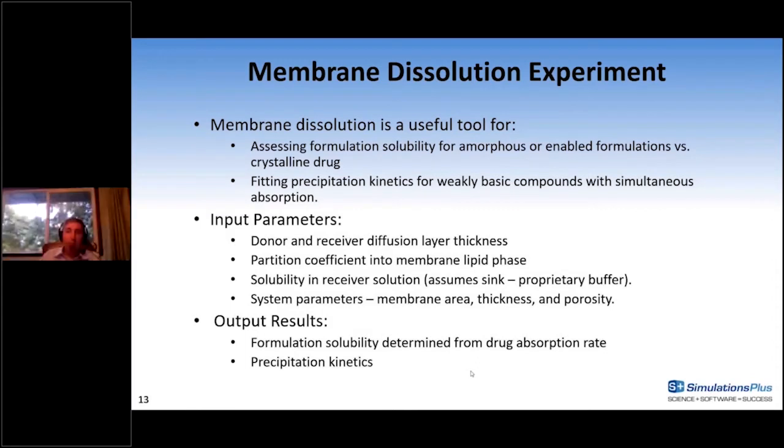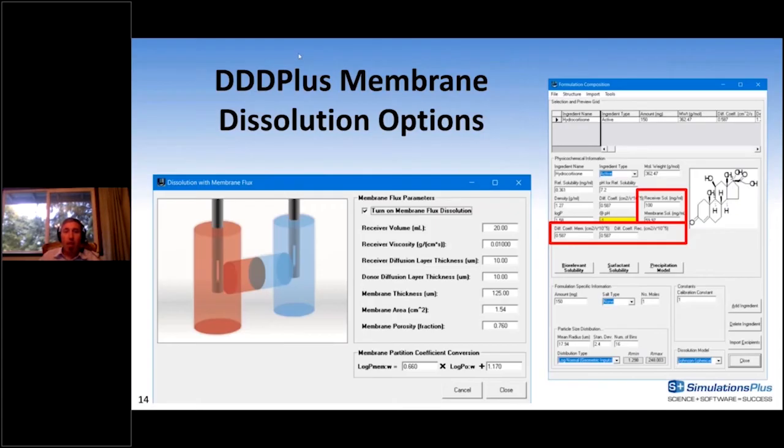The membrane dissolution options are shown here in DDDPlus. On the left-hand side is the window that accompanies the settings for the membrane flux model. You can turn it on by just clicking the checkbox, and then you can set the receiver volume, the receiver viscosity, the receiver diffusion coefficient, receiver diffusion layer thickness, the donor diffusion layer thickness, membrane thickness, membrane area, and porosity. In general, you're not going to be modifying these values too much. They're kind of system parameters.